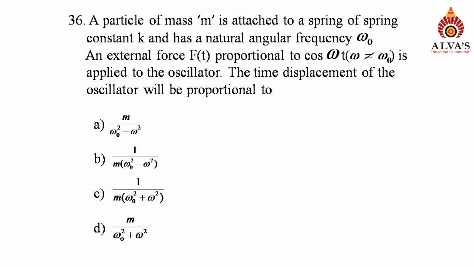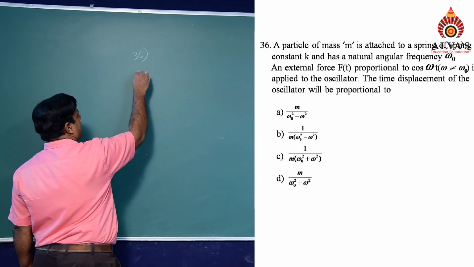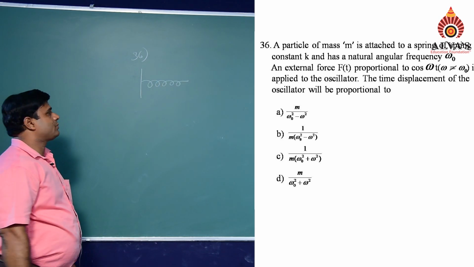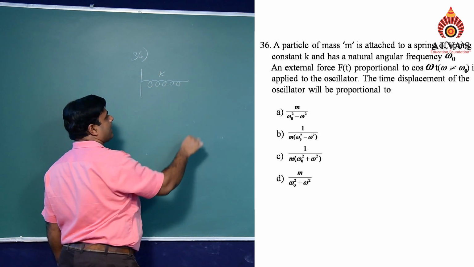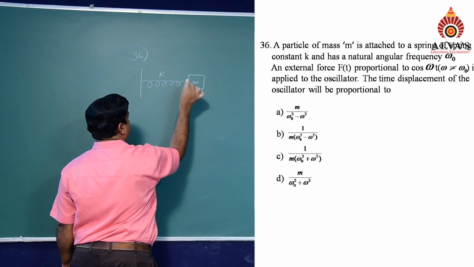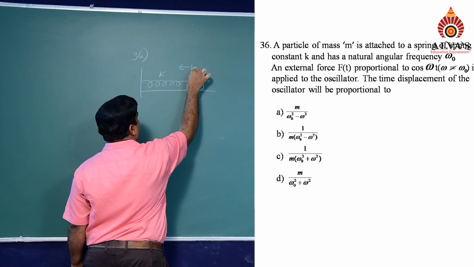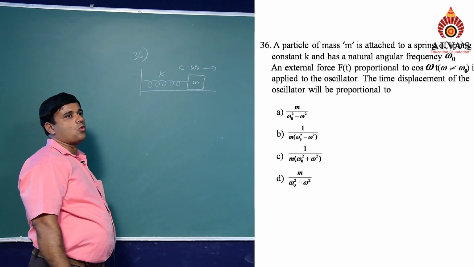A particle of mass m is attached to a spring of spring constant K and has a natural angular frequency omega naught. An external force F of t proportional to cos omega t, where omega is not equal to omega naught, is applied to the oscillator. The time displacement of the oscillator will be proportional to? A spring is given, one end is connected to a rigid support, spring of spring constant K, to which a block of mass m is attached, which is on the floor. Now, this is executing simple harmonic motion with angular frequency omega naught.